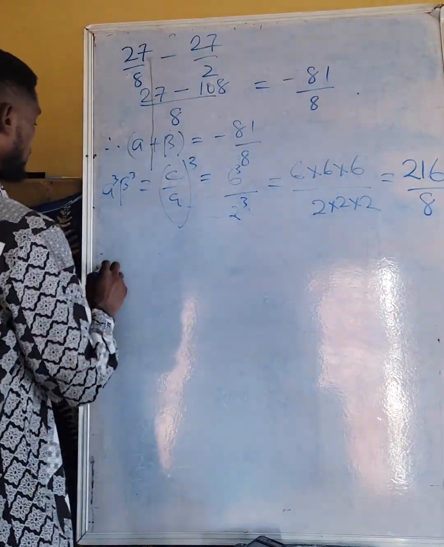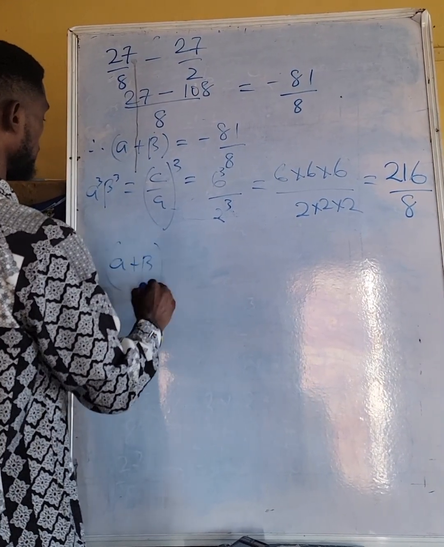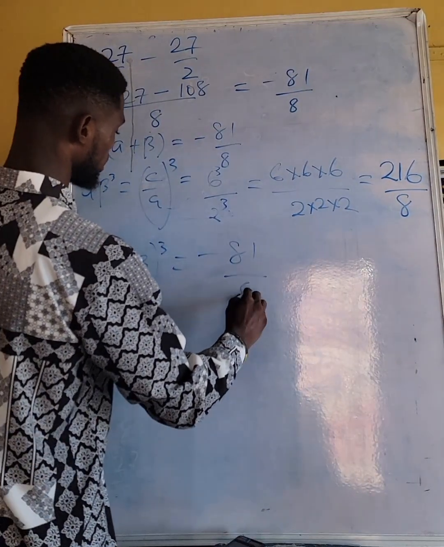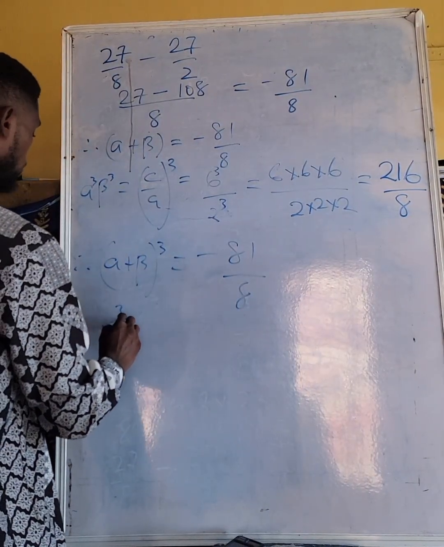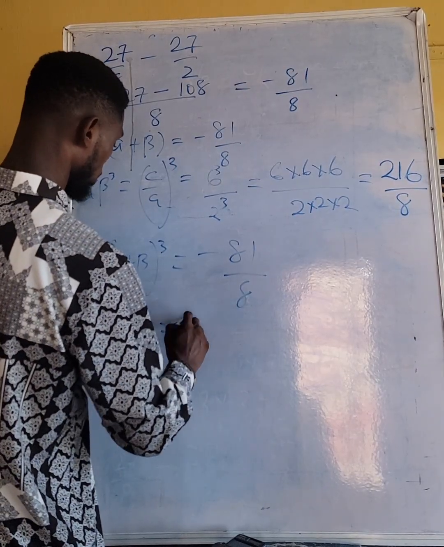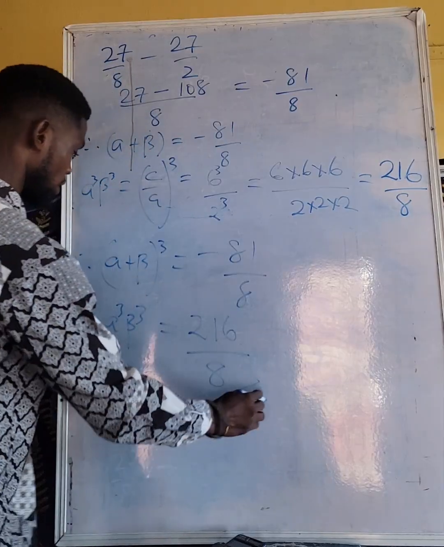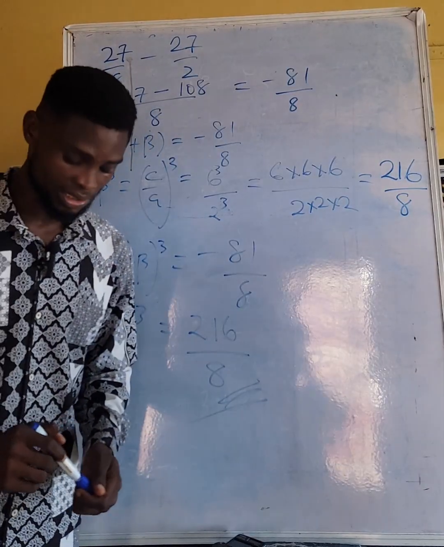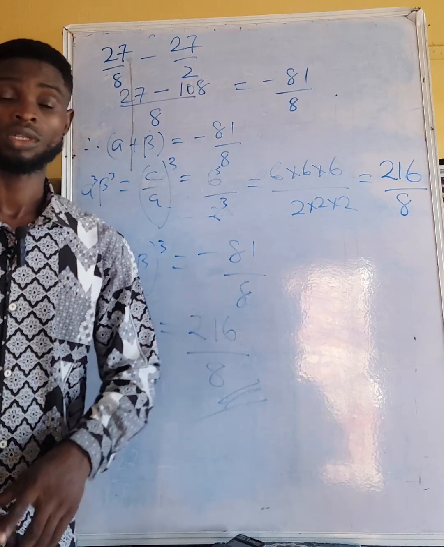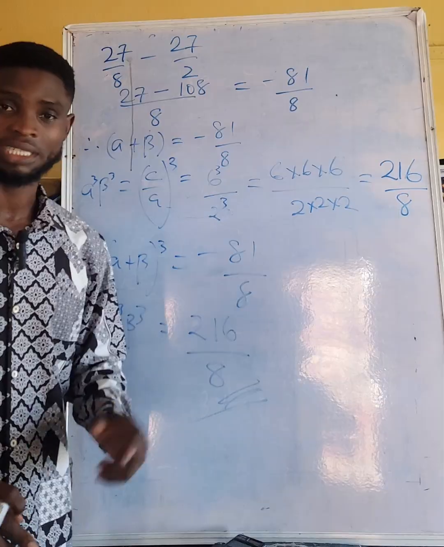So therefore we have alpha plus beta in cube will give us minus 81 over 8, while alpha cube beta cube will give us 216 over 8. That is the final answer. This is how to solve roots of quadratic equation. There's nothing to it, it's very simple. So follow the steps one after the other.